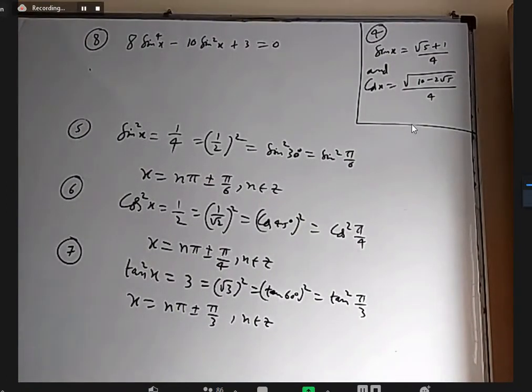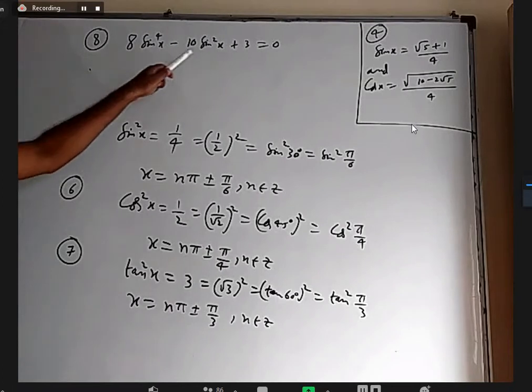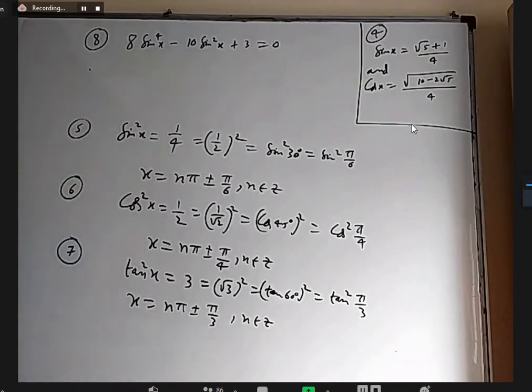Okay. 8 sin power 4x minus 10 sin square x plus 3 equal to 0. This is a quadratic equation kind of thing, but a trigonometric equation. What is the general solution for this equation?